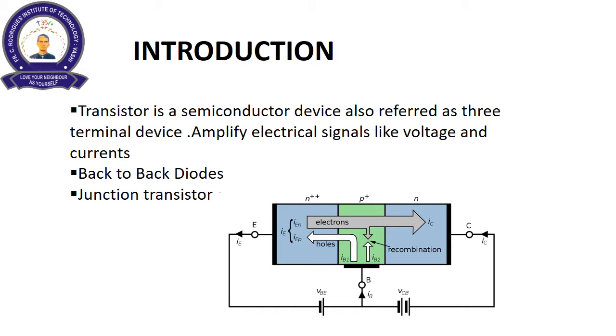Now in this particular case, since N is the majority current carrier, we can see that some minor amount of current also flows from base to emitter, which is due to holes.